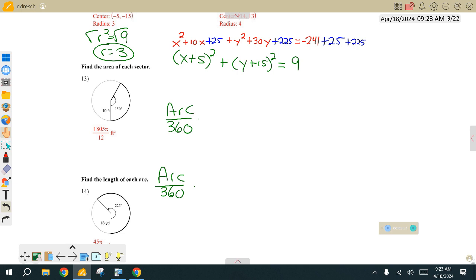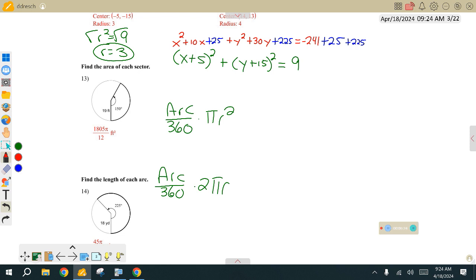So when we talk about area of the sector, sector is always associated with a fraction of the area. So pi r squared is happening here. And when we talk about length of the arc, we're talking about fraction of circumference. Length of the arc is then associated with a fraction of the circumference, 2 pi r. And then right after that, got to know what the radius is. 19.